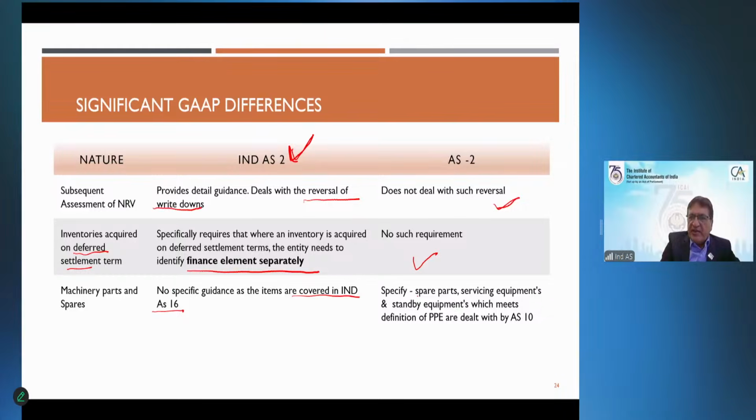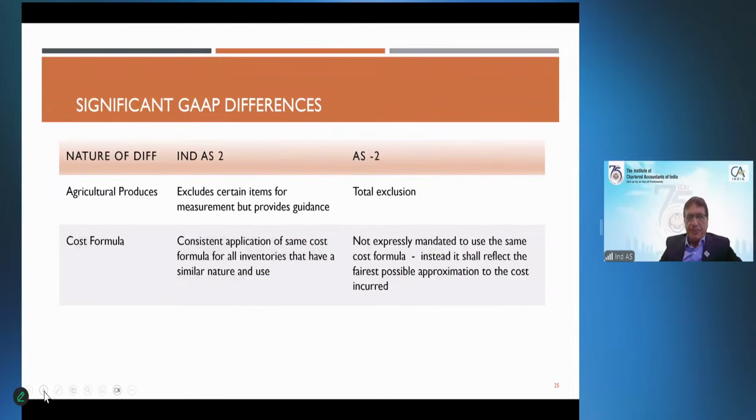AS 2 specifies that spare parts, servicing equipment and standby equipment which meet the definition of PPE are dealt with by AS 10. Whereas Ind AS 16 says that spare parts, servicing equipment and standby equipment which meet the definition of Ind AS 16, that is PPE, would be PPE, otherwise not. So either way it is the same, but it is a difference of location. But yes, the ultimate answer is the same in both the cases.